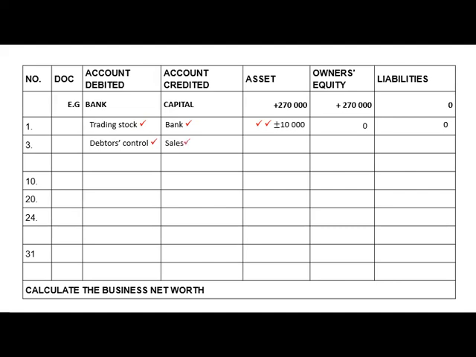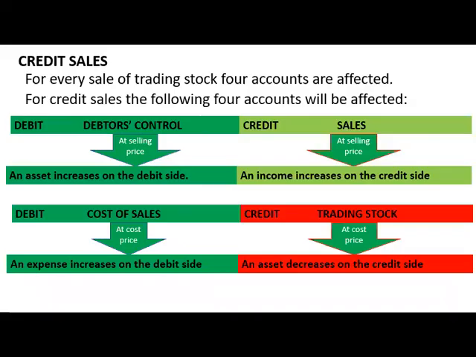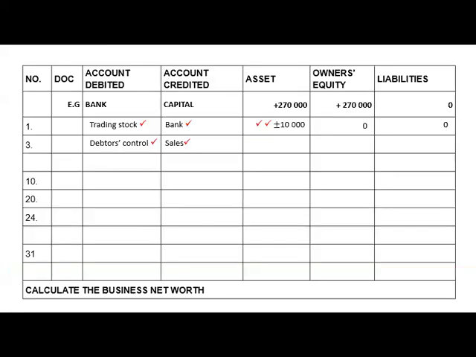What is debtors control? Debtors control is an asset. We will therefore increase assets. Sales is income, therefore it will increase owner's equity. And assets will have plus 5,200, and the owner's equity will have plus 5,200. These 2 will increase at selling price. And under liabilities we will have 0.